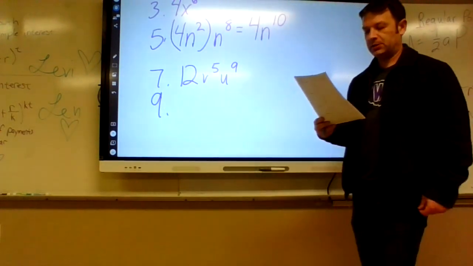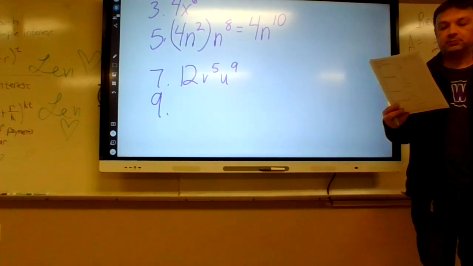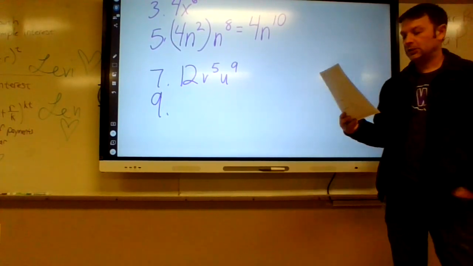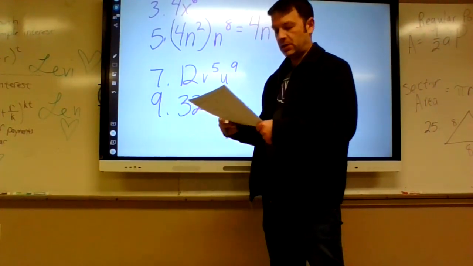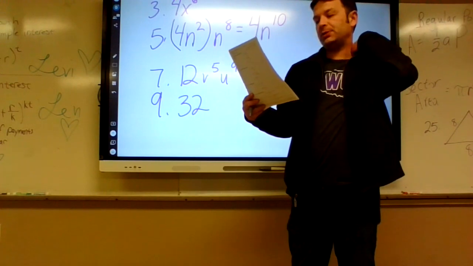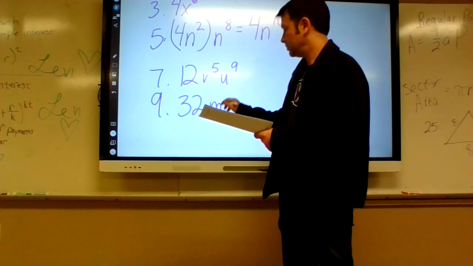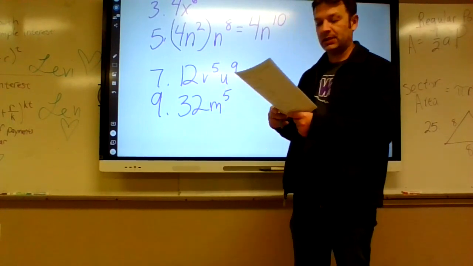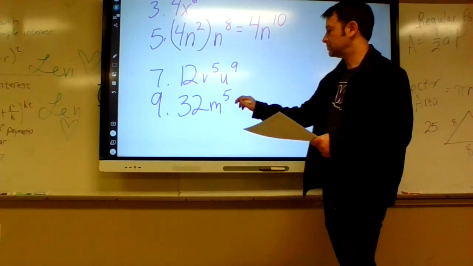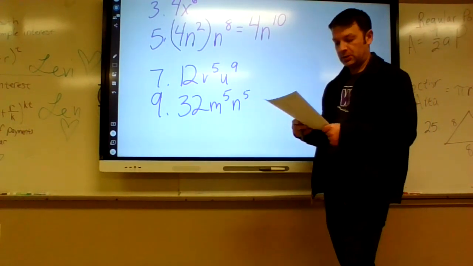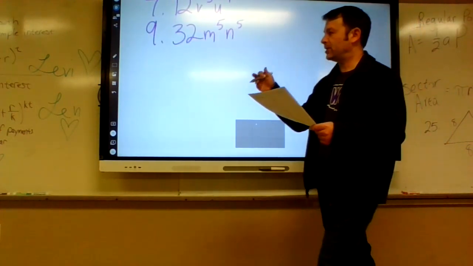And then Shannon, kind of the same thing on number 9. What do the normal numbers become? 2 times 4? 32. And then how many m's do we have? 5. And how many n's do we have? 5. So just adding exponents right there. And then it goes back to normal.